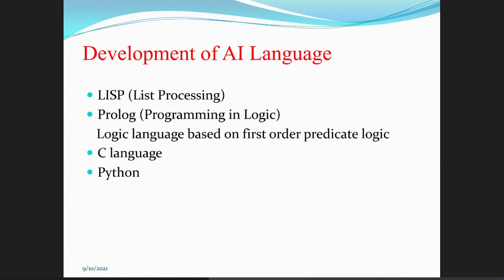Initially list processing, then later on Prolog, that is programming in logic, then the C language, and these days we are using Python for building artificial intelligence programs, right? The reason being, all of you know that Python is open source software. First reason. Second, Python has a number of supporting libraries with which we can work on different sets of problems, right? We have TensorFlow and Keras for deep learning. We have sklearn for machine learning, right?